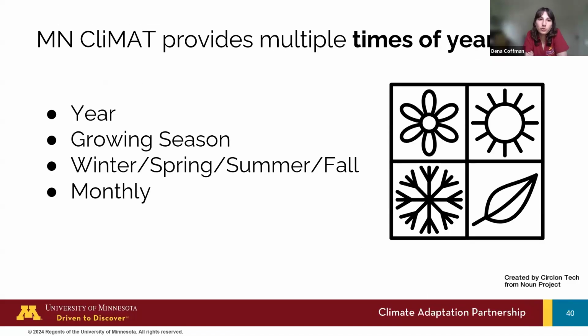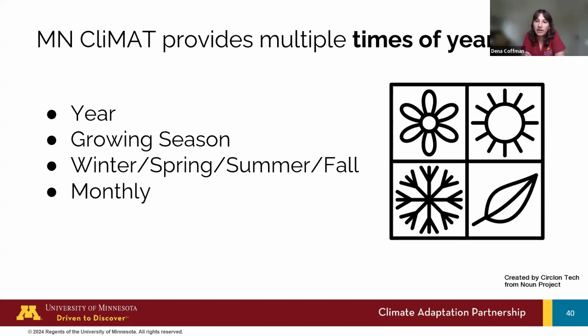You can also look at those variables over multiple times of year. So you can look at specific months even. All of those variables I've mentioned, you can investigate down to the specific month and have those projected for the future. You can look at specific seasons. For example, the growing season, which is May through September in our tool, which might help you zero in on some of those impacts.